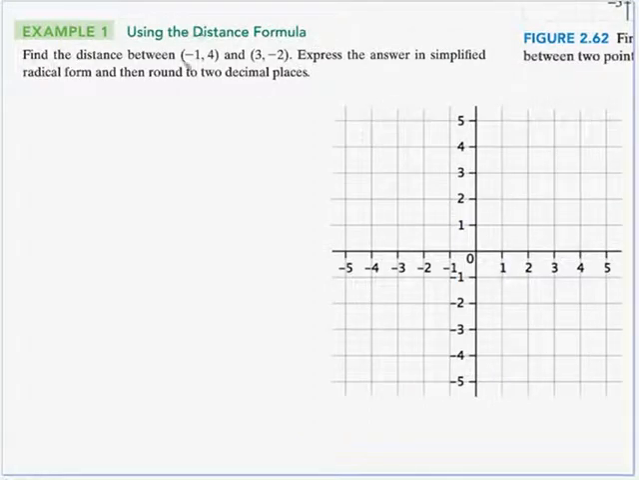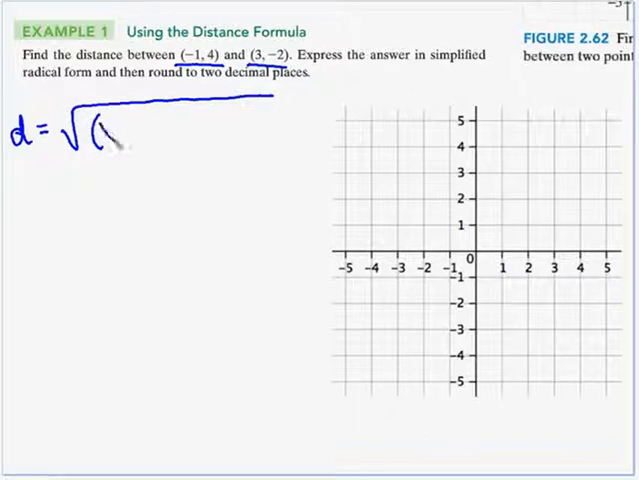Example 1, using the distance formula. Let's find the distance between these 2 points. Express the answer in simplified radical form, and then we're also going to round it to 2 places. So let's just remember the distance formula here. We got our big radical, and then we're going to subtract our x's and square that quantity, and we're going to subtract our y's and square that quantity.